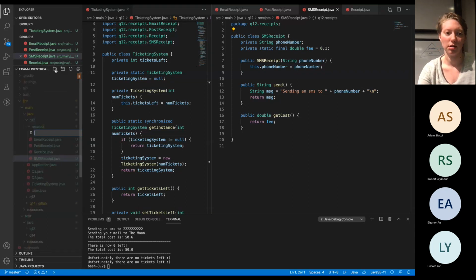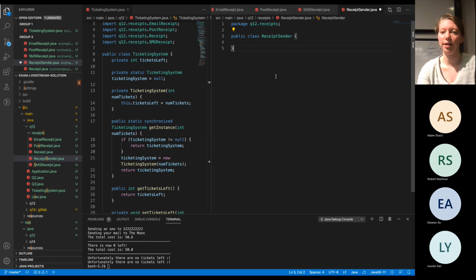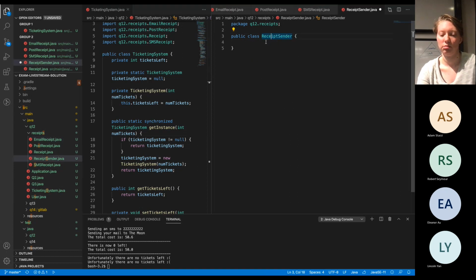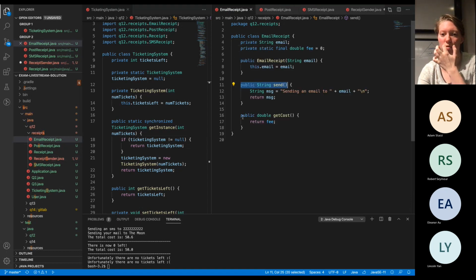So let's do our receipt sender.java, and then let's put our two methods in it. So we want a public String send and we want our public double getCost.